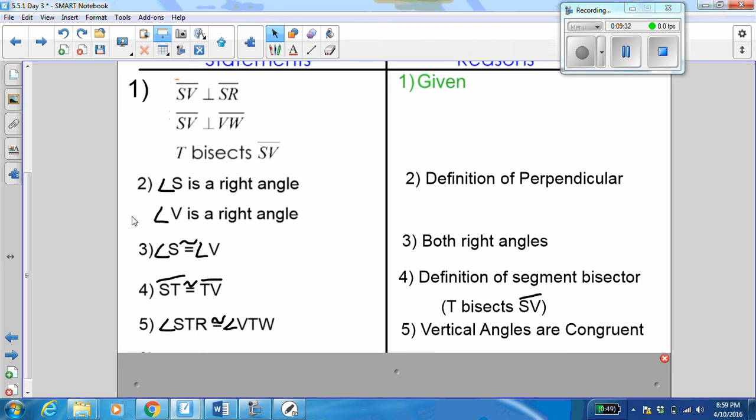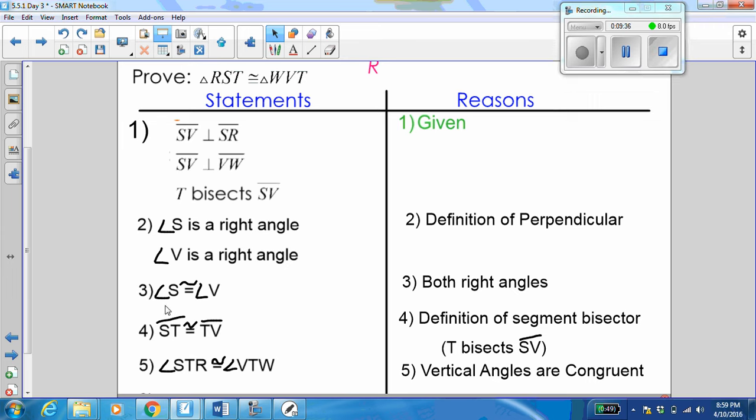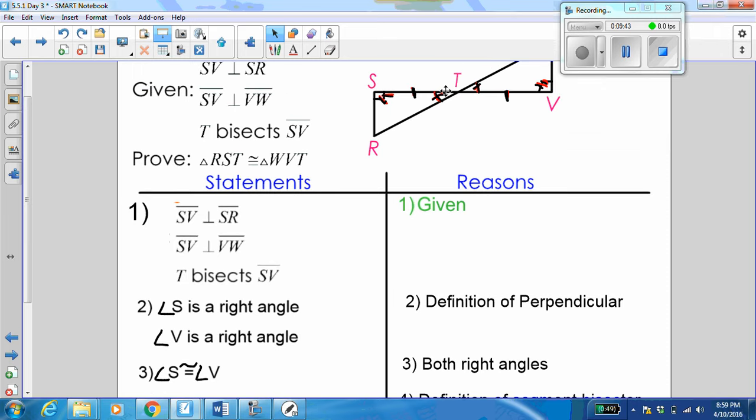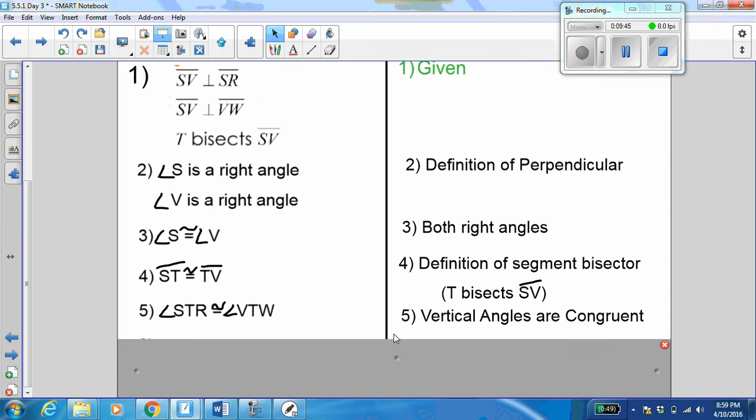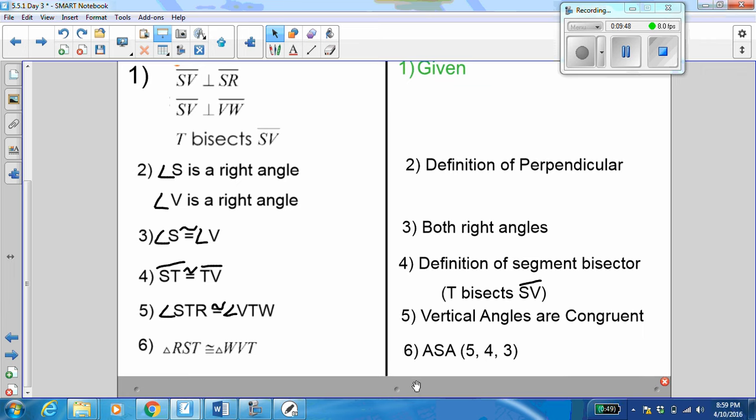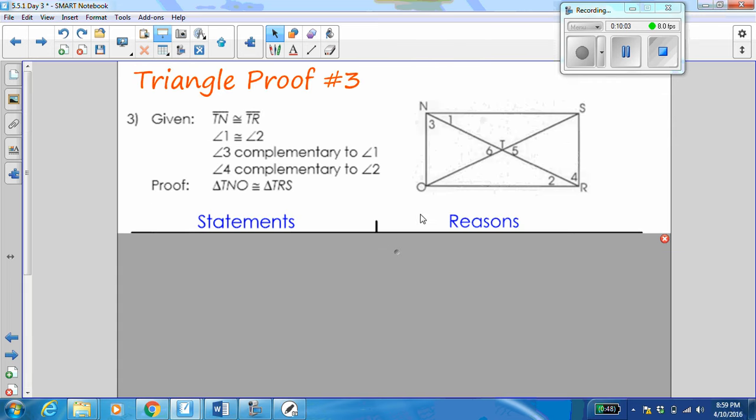And finally, I have enough information to prove that these two triangles are congruent. I finally have a set of angles, sides, angles, so I could use that awesome angle, side, angle postulate. So finally, we can get to our conclusion that triangle RST is congruent to triangle WVT by angle, side, angle. And just to verify, angle, side, angle. There they are. Good, good, good. Let's go ahead and do one more proof.